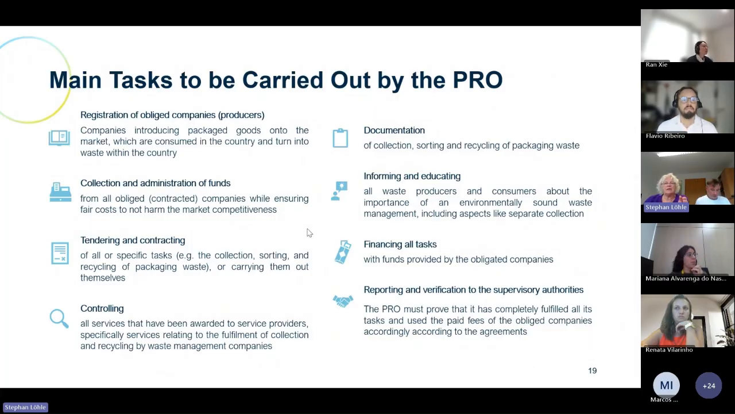And to make it very clear the duties, and what happens if they do not fulfill these duties, and the penalties to the PRO, because this is, as he told, the heart, it is the basic.